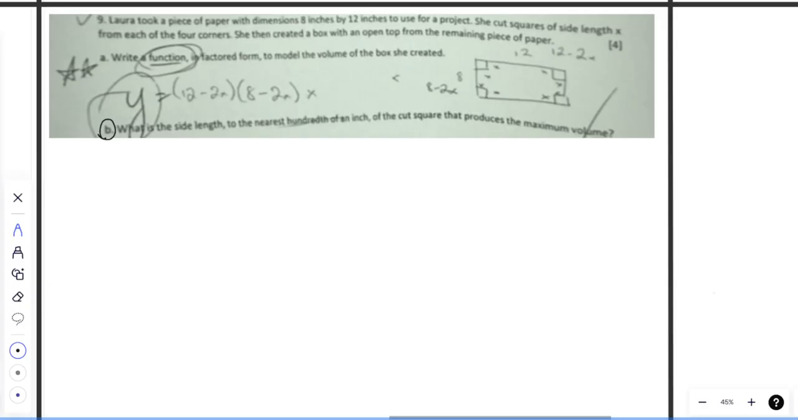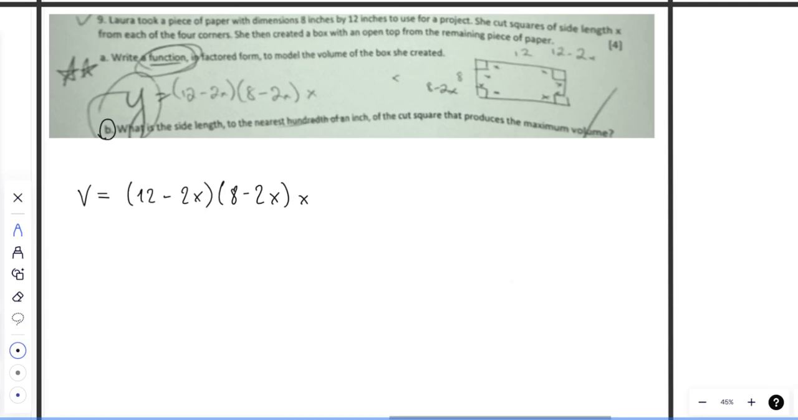All right. So yeah, a function to model the volume of the box that she created. She has a paper 8 by 12 inches. She cut out squares of side length x from each of the four corners and created a box with an open top. So the volume of the box is equal to 12 minus 2x, 8 minus 2x, times x. Yeah, that's correct, right? That's the side length from here to here. There's a side length there, and that's the height of the box.